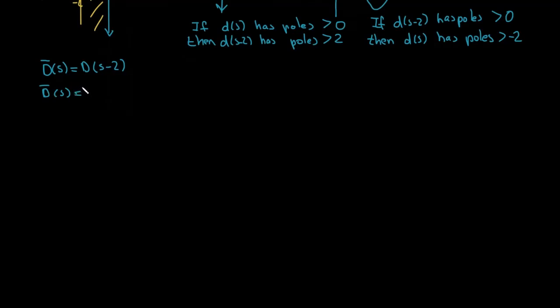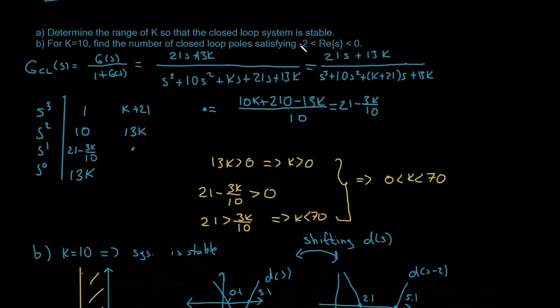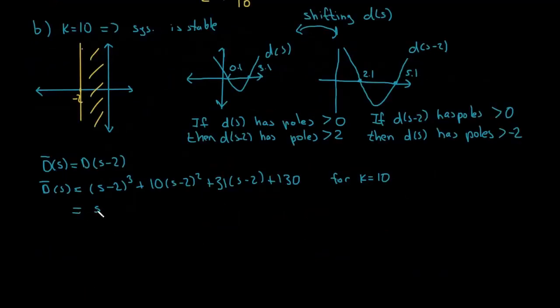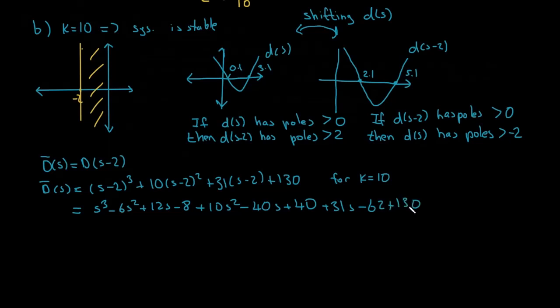Okay, so it is d of s minus 2, so it will be equal to s minus 2 cubed plus 10 times s minus 2 squared plus 31 times s minus 2 plus 13 times k, where k equals 10. So if we replace k here, so that we have compact terms, I'll have s cubed minus 6s squared plus 12s minus 8. Then I will have plus 10s squared minus 40s plus 40, plus 31s minus 62 plus 130.